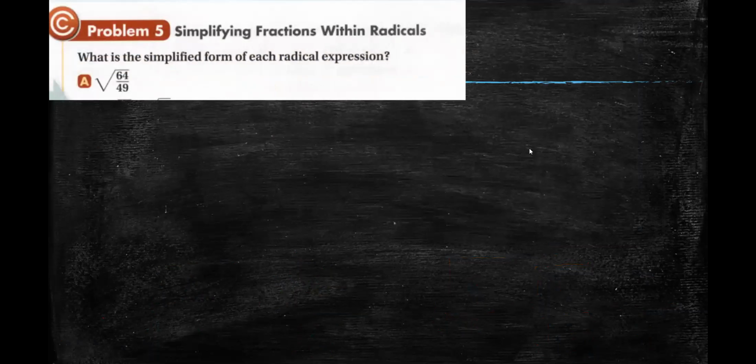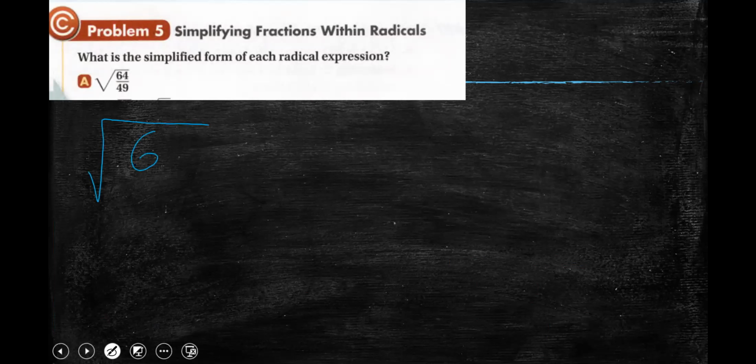Look at these examples here. The first one. What is the simplified form of each radical expression? Look at 64 over 49. Look at the denominator. It is 49. Is it right? Yes. If the denominator is a perfect square, it's very easy. Just find the square root of the numerator.